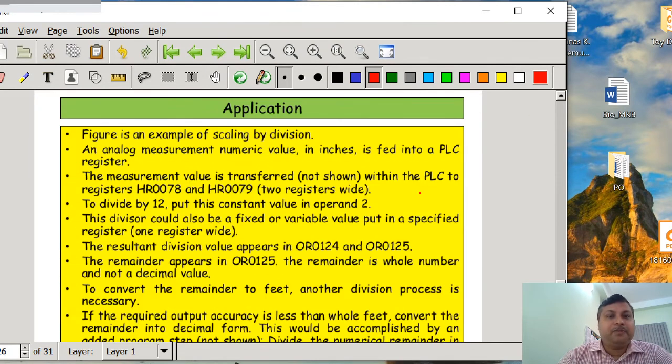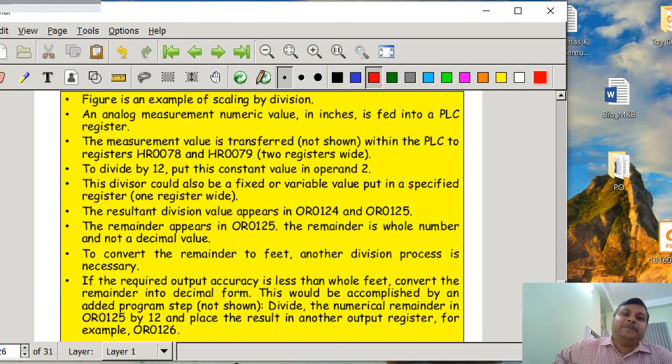So here dv is the indication that it is meant for the division operation. So what is the use of the division operation? Now, for an example of scaling by division, an analog measurement numerical value is in inches and you want to convert it into feet. So this inches value is fed into a PLC register and the measurement value is transferred, which is not shown in the diagram, within the PLC to the register HR078. Later on we will see how to feed these numerical values to the registers. When we learn the move operation, then we will understand how to move it.